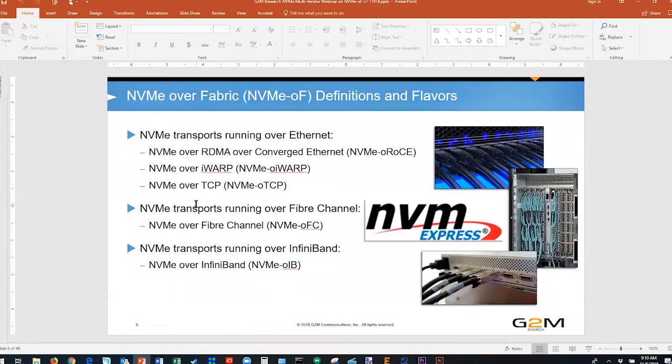So a couple of definitions here. I've seen a lot of different definitions and acronyms, so let me go through these real quick. There are 3 NVMe transports that run over Ethernet today, or there will be very shortly. The first one is NVMe over RDMA over Converged Ethernet, or NVMe over RoCE. NVMe over iWarp is another one, and the third, which should be ratified very shortly by NVMe.org, is NVMe over TCP. On the Fiber Channel side, NVMe will run over Fiber Channel. That's called NVMe over FC, and it is also available to run over InfiniBand, which is NVMe over IB.